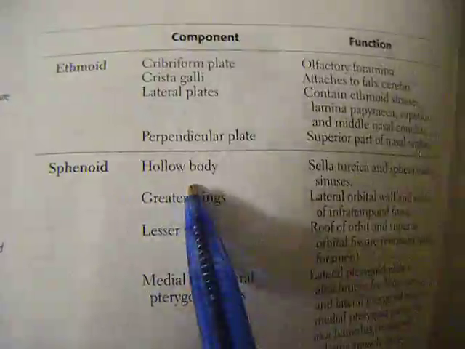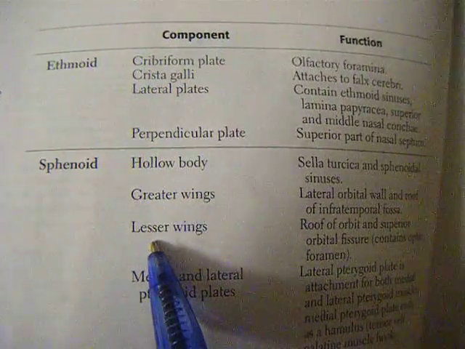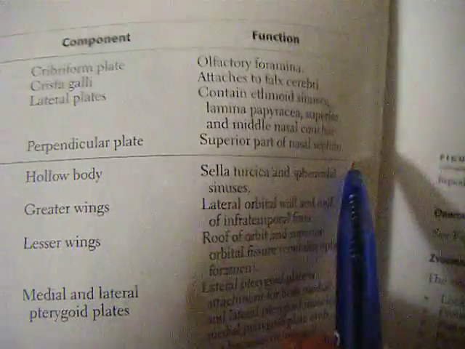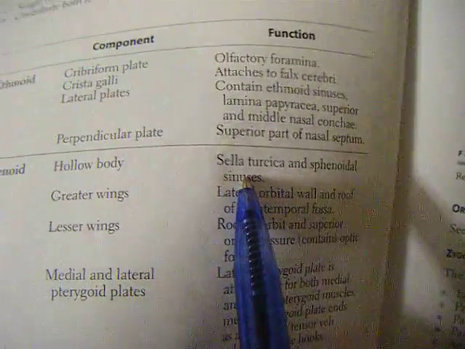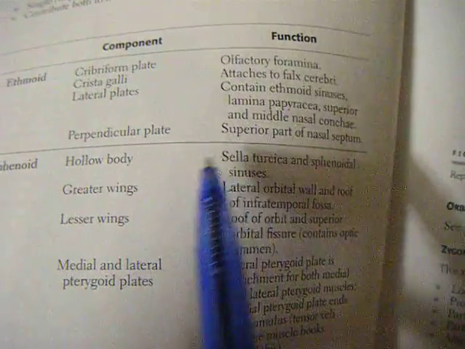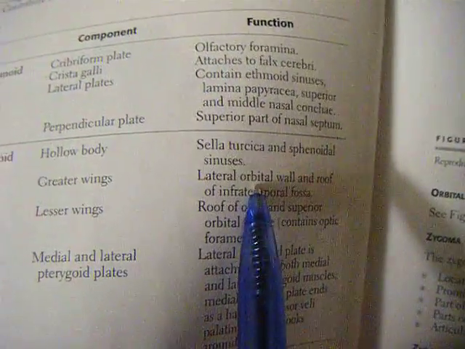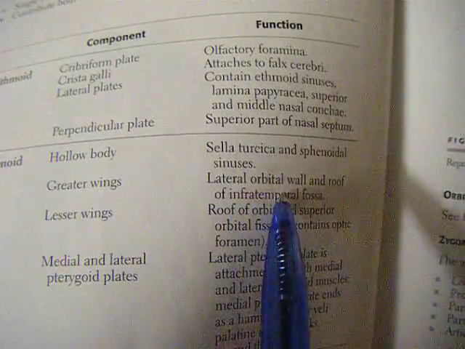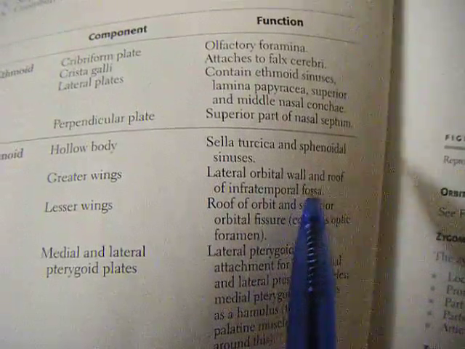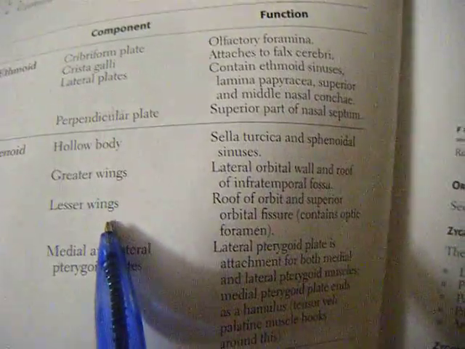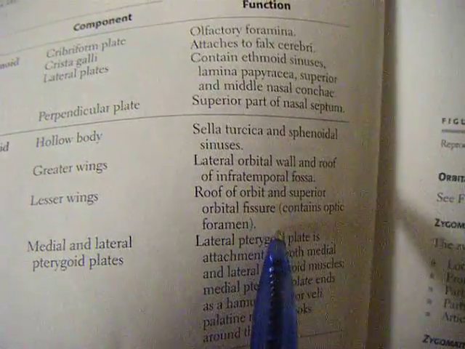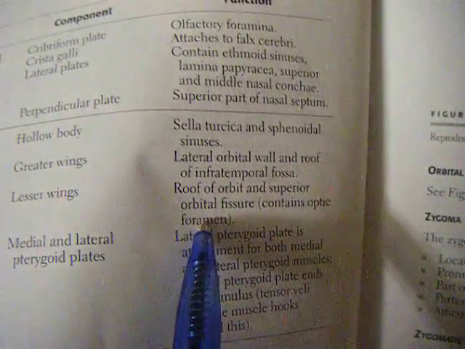The sphenoid bone has a hollow body, greater wings, lesser wings, medial and lateral pterygoid plates. In the hollow body you have the sella turcica and the sphenoidal sinuses. The sella turcica is where the pituitary gland is situated. The greater wing of sphenoid forms the lateral orbital wall and the roof of the infratemporal fossa. The lesser wing of sphenoid forms the roof of the orbit and the superior orbital fissure, which contains the optic foramen.